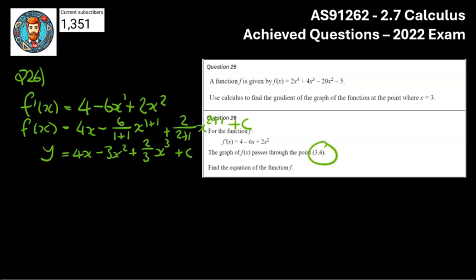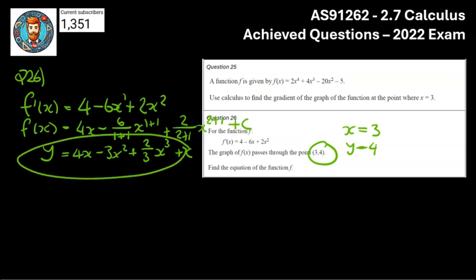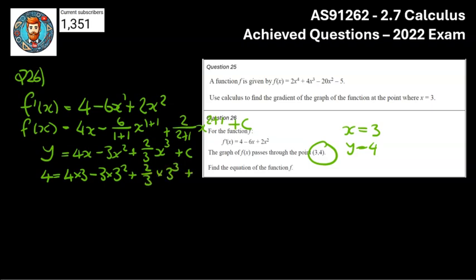And from my coordinate, I can pull out that x is equal to 3 and y is equal to 4. So I'm going to substitute them into this expression here. I'm going to take away the y's, put in 4. I'm going to take away the x's, put in 3. So that y there is going to become 4 is equal to 4 times 3, noting the x is gone, the 3 is in, minus 3 times 3 squared plus 2 over 3 times 3 cubed plus c.